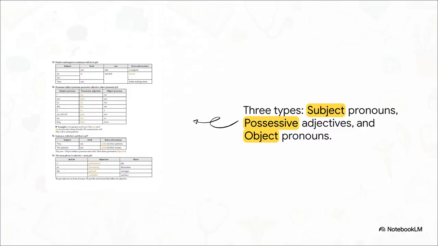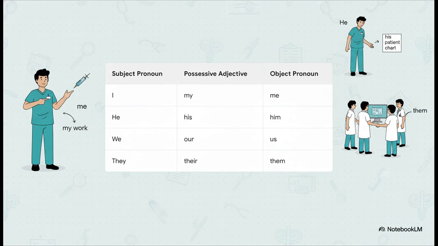Now, this table here shows us the different kinds of pronouns. I know, it looks like a lot, but don't worry about it. We're just going to focus on the 3 main types: subject pronouns, pronouns that show something belongs to someone, and object pronouns. Let's break it down. Let's just look at a few examples here. The subject pronoun I becomes my to show something is yours, like in my work, and it becomes me when you're the one receiving an action. The same pattern works for the others, like he, his, him, and they, their, them.